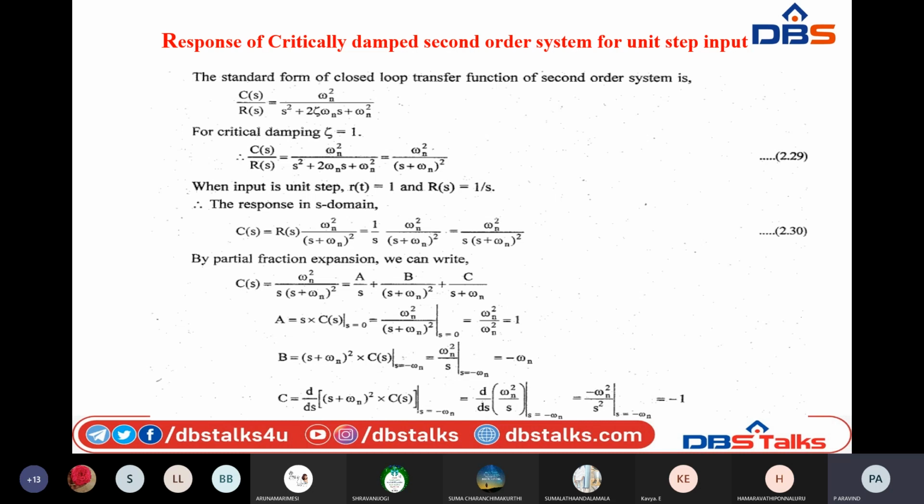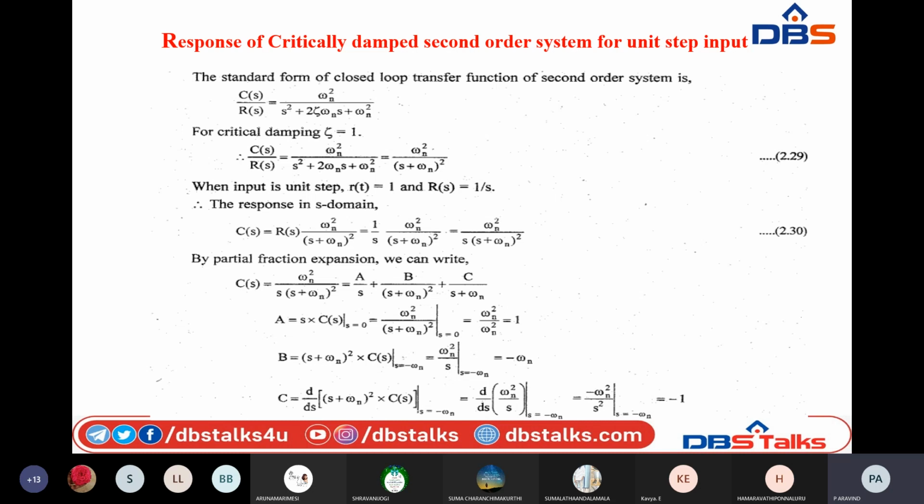Now the response in s domain, that is equation 2.30, we are going to express by partial fraction expansion. So that is C of s equal to omega n square by s into s plus omega n whole square, which is equal to A by s plus B by s plus omega n whole square plus C by s plus omega n. So find out the values for A, B and C.